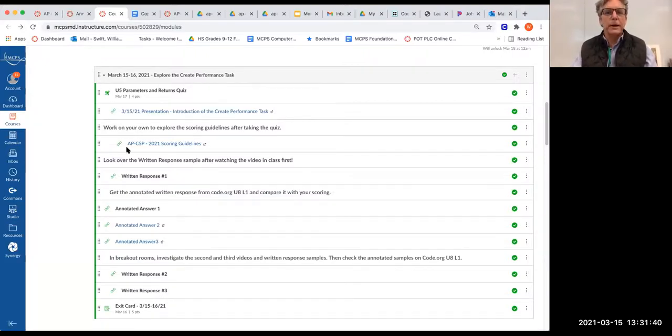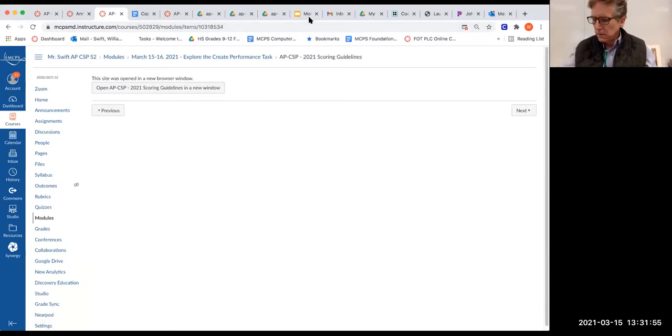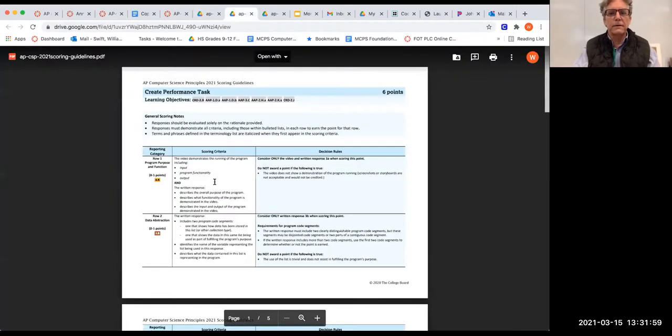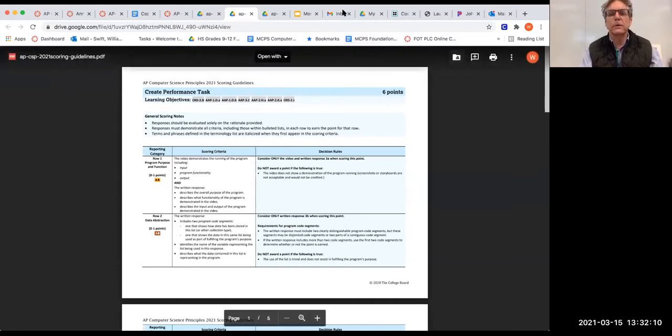All right, what I'm showing right here is the idea that we're going to be doing a lot of time working on these AP CSP 2021 scoring guidelines. Go ahead and open those up. If you have not taken a look yet, basically they look like this. We're only looking at the reporting category and the scoring category. Once you finish your quiz, you can go back to looking at this too.